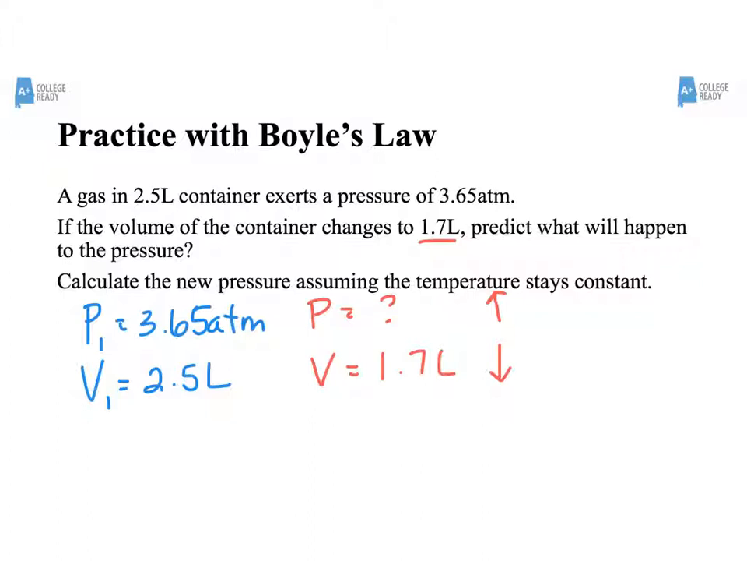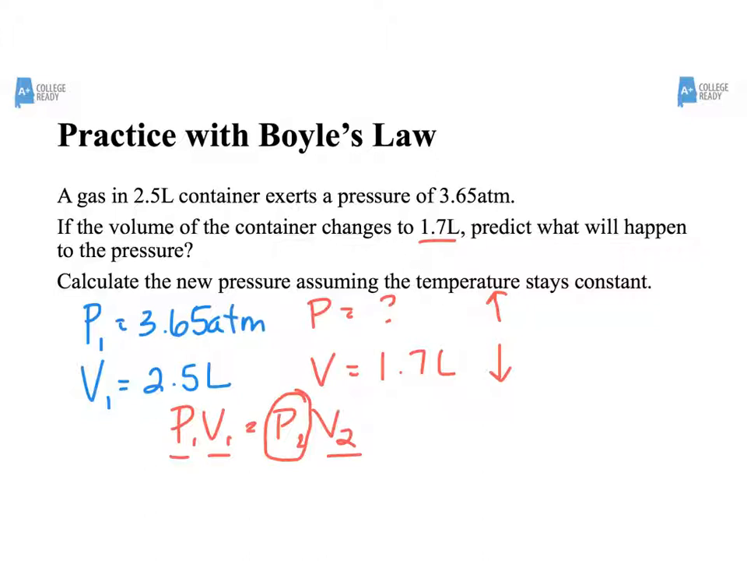So remember, Boyle's law is P1 V1 is equal to P2 V2. And now what are some of the things that we know? Well, we know P1 and V1. And we know V2, so then that's going to allow us to calculate P2. So I like to plug things into my equation and then rearrange. It doesn't matter which way you do it.